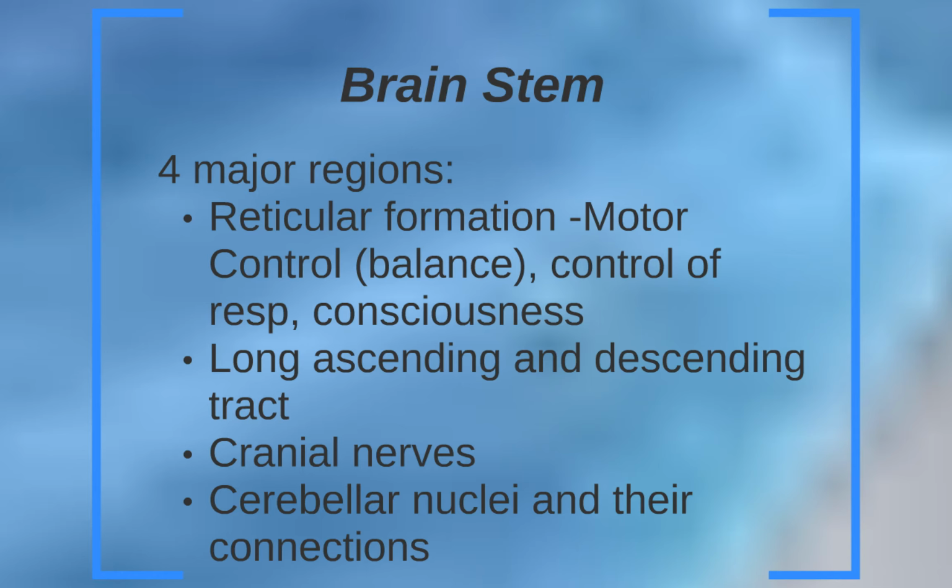So in essence, our reticular formation is that formation of overlapping information in the brainstem itself, which will contribute to motor control. Our long ascending and descending tracts would include the corticospinal tract, which is carrying information from the cortex down to the limb. Our cranial nerves are interacting right there at that brainstem level, and our cerebellar nuclei is where the exchange of information coming out of the cerebellum or into the cerebellum is taking place with the long ascending and descending tracts of the brain and spinal cord.